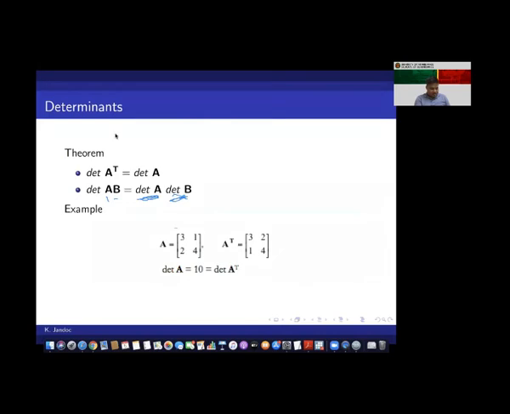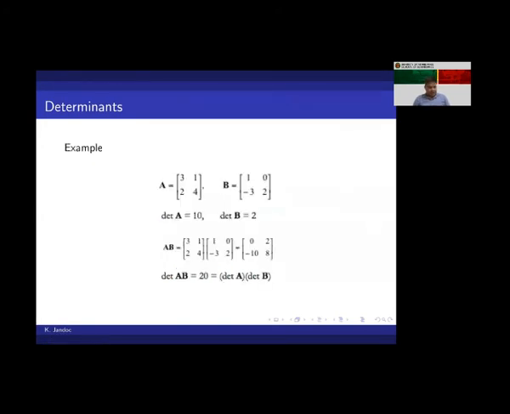What's the determinant of A? It's 12 minus 2, which is equal to 10. What's the determinant of A transpose? It's 3 times 4, which is 12, minus 1 times 2, which is 2. It's equal to 10. So the determinants are actually equal.